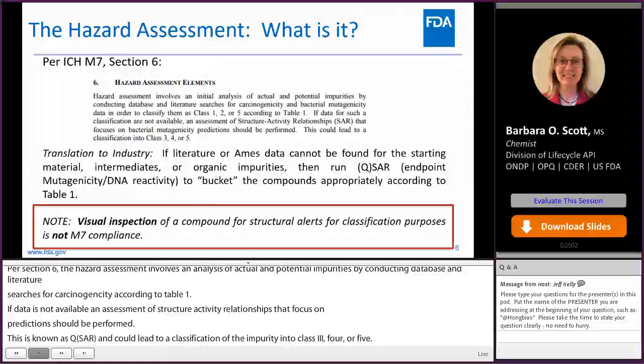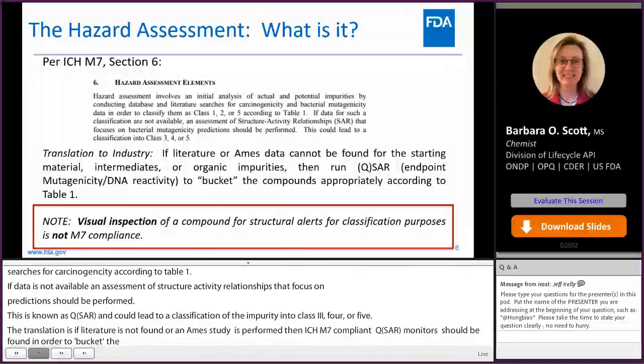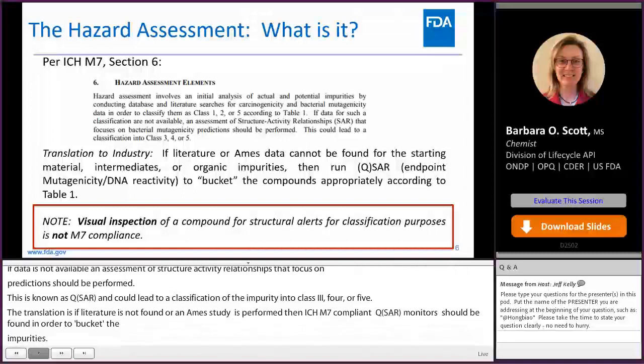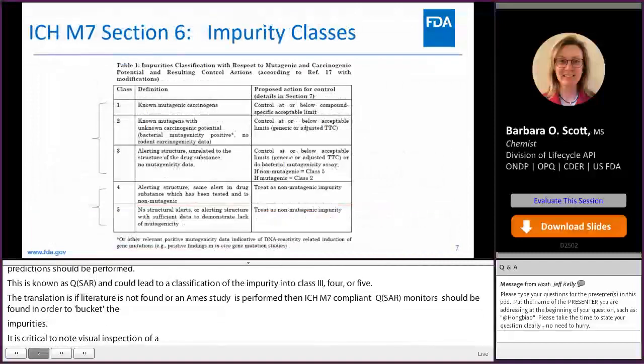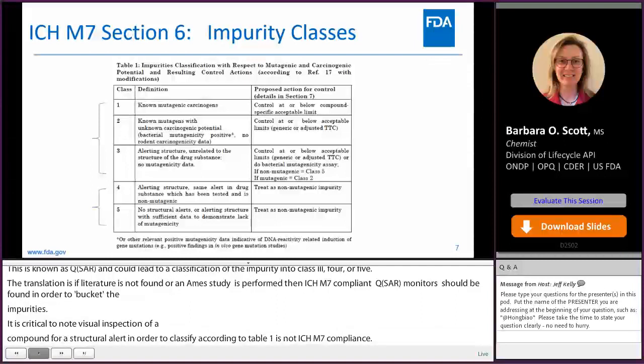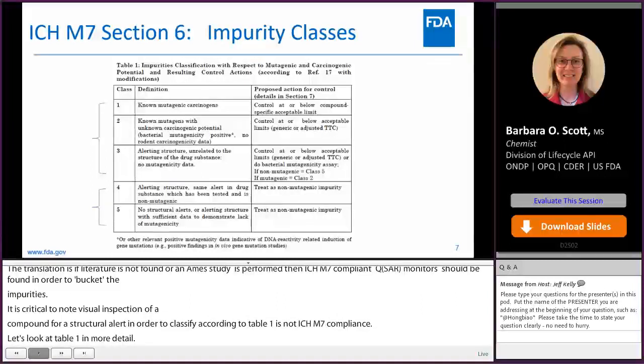It's critical to note that visual inspection of a compound for a structural alert in order to classify it according to Table 1 in the guideline is not M7 compliance. So let's look at Table 1 in more detail. The impurity classifications are defined, and the resulting control actions are outlined here and in Section 6 of ICH M7. There are 5 classes or buckets.